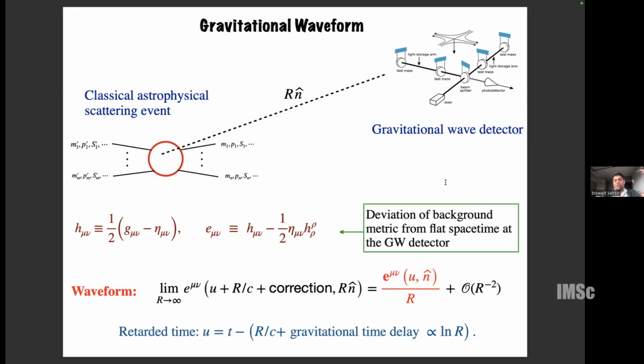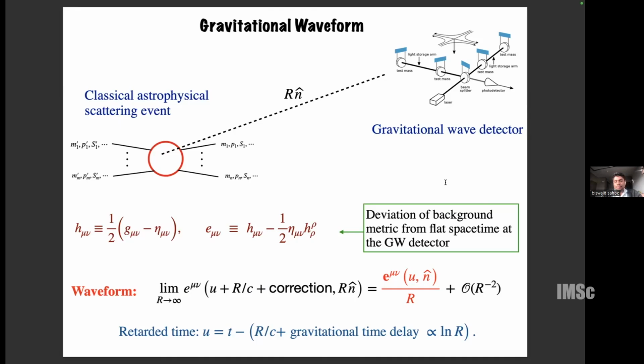But since the gravitational wave is propagating in a curved background produced by the scattering event, there will also be some gravitational time delay, and one can compute this time delay proportional to log of r, and then define the retarded time, which is the time passed after the peak of the gravitational wave reaches your detector, which I'll denote by u. So then the time will be replaced by u plus r over c plus this gravitational time delay correction, and then r of n hat.